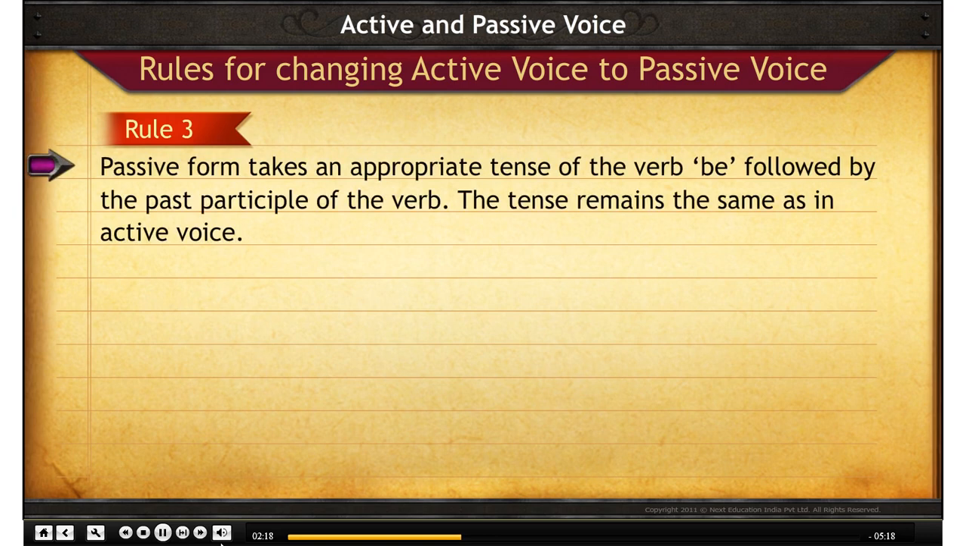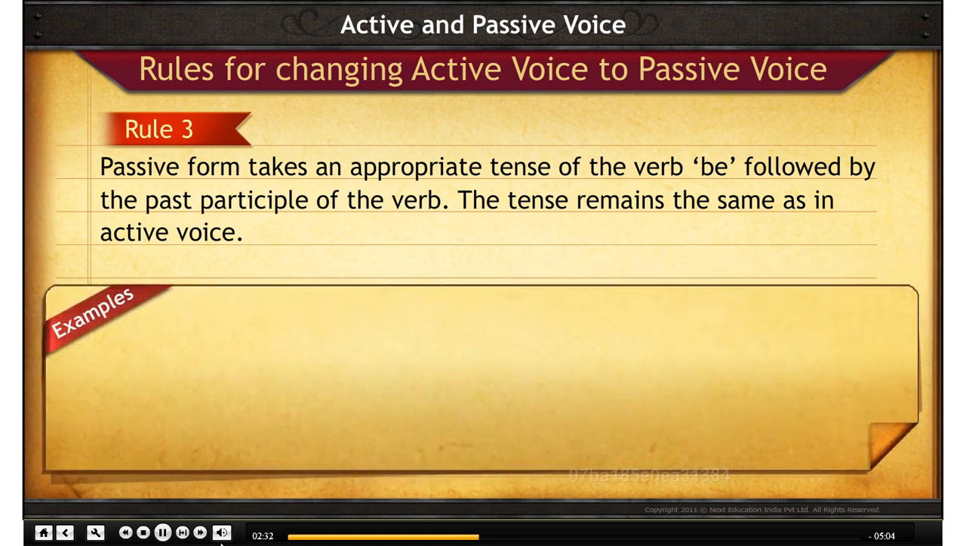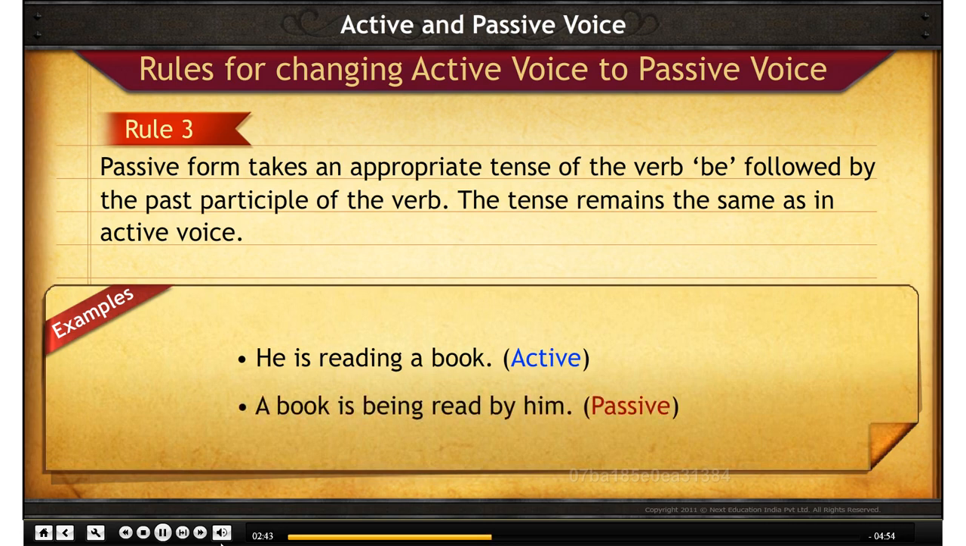Passive form takes an appropriate tense of the verb be followed by the past participle of the verb. The tense remains the same as in active voice. For example, he is reading a book. Passive form of this sentence is, a book is being read by him.